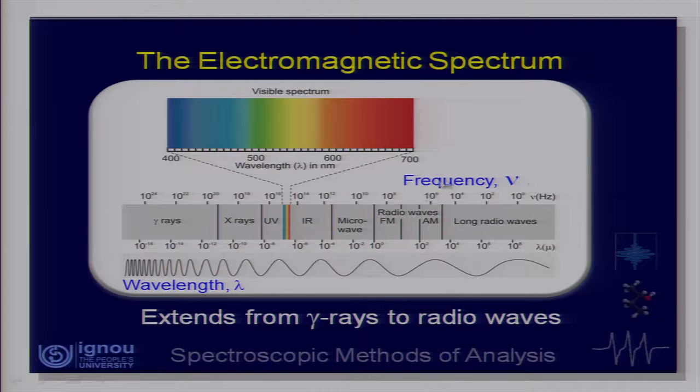And the second thing we can see from here is that frequency and wavelength are inversely related. We see that the frequency is increasing like this, and the wavelength is increasing like this. That also is depicted over here. Okay, we will talk more about it when we talk about the spectroscopies of different kinds.